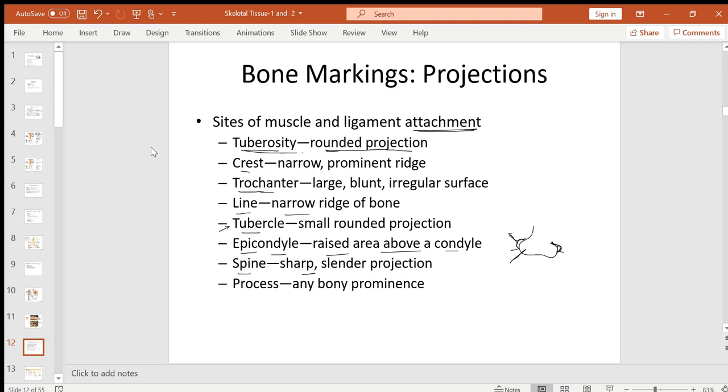Spine, a sharp slender projection that sticks out from the bone, that is called spine. Spine of the scapula, spinous process. Process, any bony projection can be termed a process. There are many processes in the skeleton. You know, zygomatic process, frontal process, you have the styloid process in the temporal bone, mastoid process. So the processes are the bony structures that stick out from the main portion of the bone. So for example, this is your vertebra, this is the body of the vertebra, and several structures stick out from the vertebra. So these are processes.